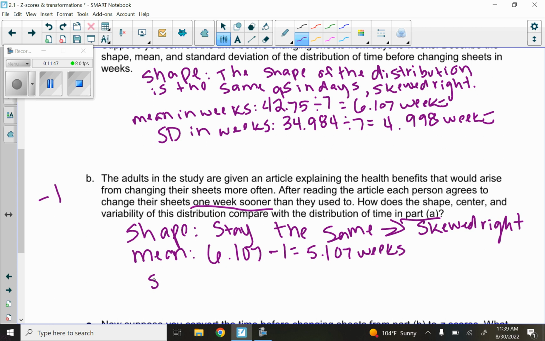And then standard deviation. Remember, when we're just subtracting or adding, it stays the same because everything is shifting down, so variation stays the same. And remember, be specific. We want to give those weeks, 4.998 weeks.